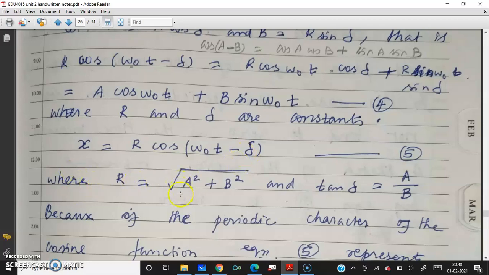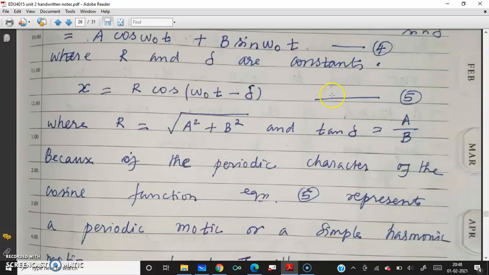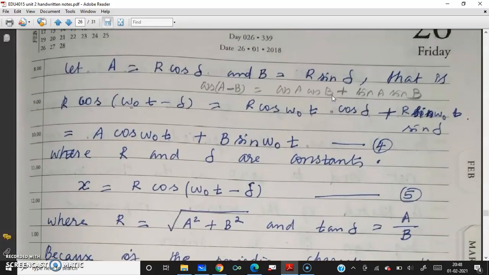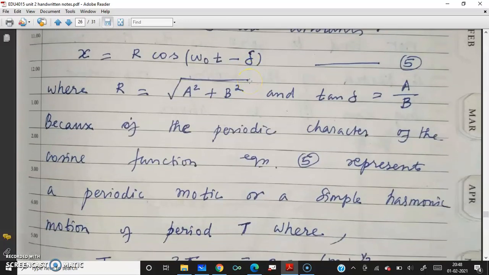So what is r? R is nothing but square root of a square plus b square, and tan delta is a by b. Using this, cos square delta plus sin square delta is 1, no? We'll get a square, and the r value we will get here. And sin delta by cos delta will be tan delta. That is a by b. I think it is b by a, right? There's some mistake. Sin by cos, no? Sin is b, cos is a. Sorry, it should be b by a.